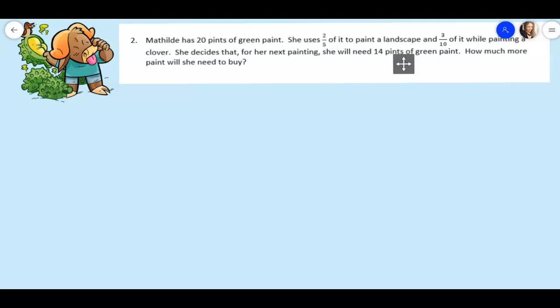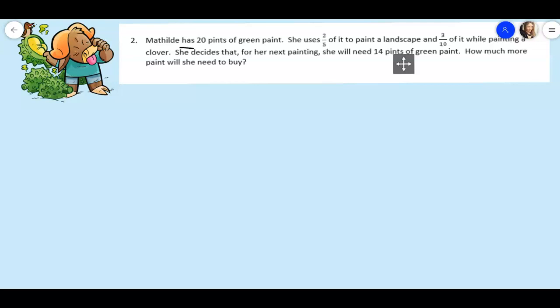It says, Mathilda has 20 pints of green paint. She uses 2/5 of it to paint a landscape and 3/10 of it while painting a clover. She decides that for her next painting, she will need 14 pints of green paint. How much more paint will she need to buy? So let's go ahead and take this in 2 sections.